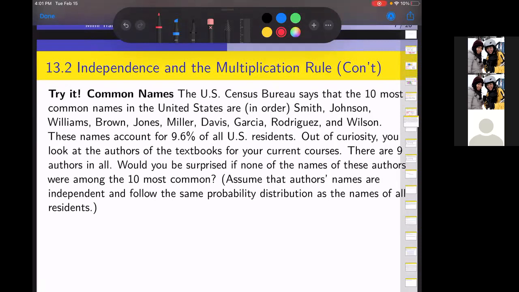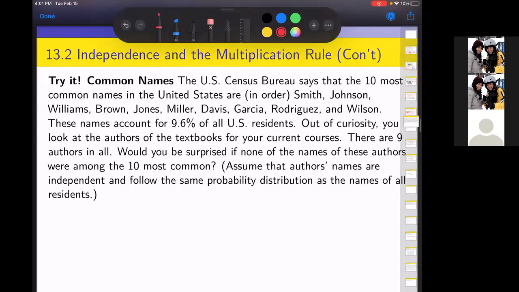There are 9 authors in all. Would you be surprised if none of the names of these authors was among the 10 most common names? Well, we'll find out. So I want to know. So the probability of someone having one of those common names is 0.096.